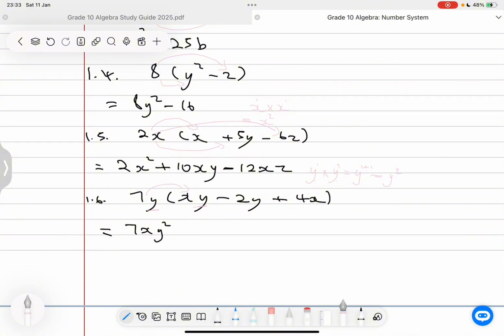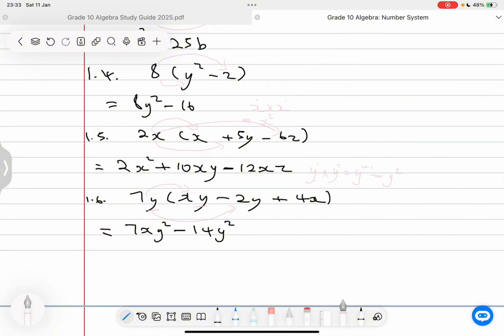Then we are also going to distribute the 7y to the 2x, and this will give me negative 14, right? Because the 7 times a 2 is a 14, but again the y we know is going to give us a y squared, because again we're having here y times y, which will end up giving us a y squared.